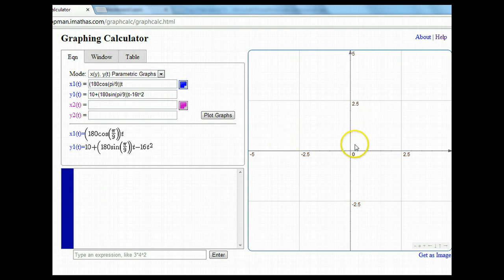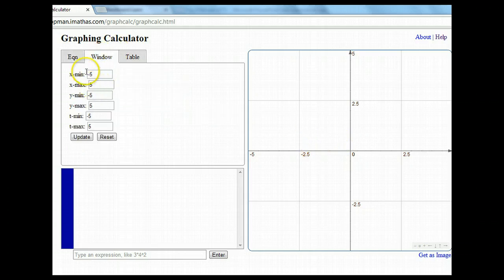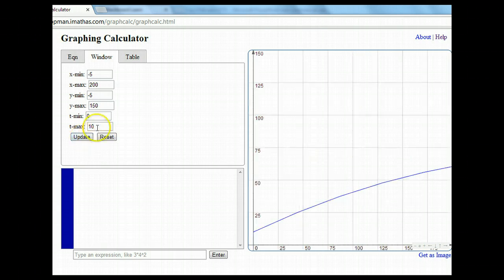Okay, now notice nothing is showing here. I definitely need to work on my window. So my minimum, I'm going to leave at -5. And again, I'm going to start at about 200 just in case for my x. My y minimum I'll leave at -5, and my maximum I'll put at about 150. And then we'll adjust. For my t's, I'm going to go from 0 to 10 again.